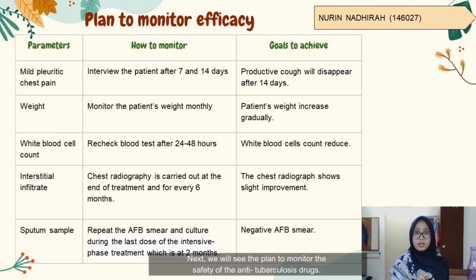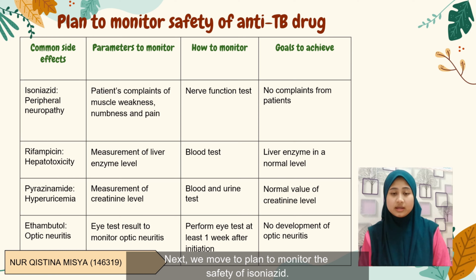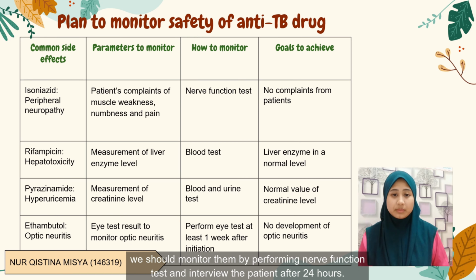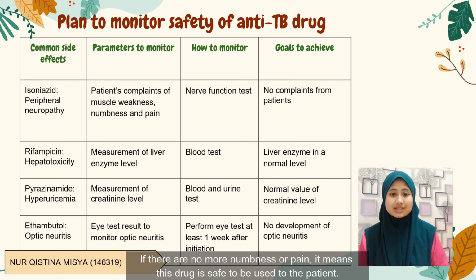Next, we move to the plan to monitor the safety of isoniazid. The common side effect of isoniazid is peripheral neuropathy. If the patient complains of muscle weakness, numbness, or pain, we should monitor them by performing nerve function tests and interview the patient after 24 hours. If there is no more numbness or pain, it means this drug is safe to be used for the patient.